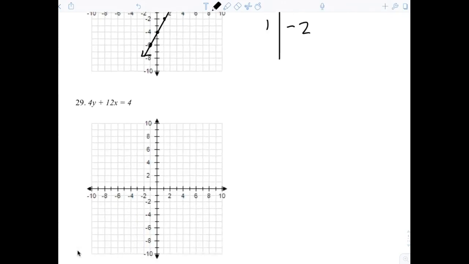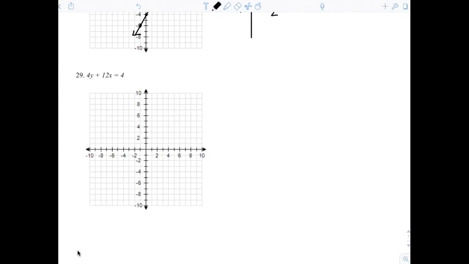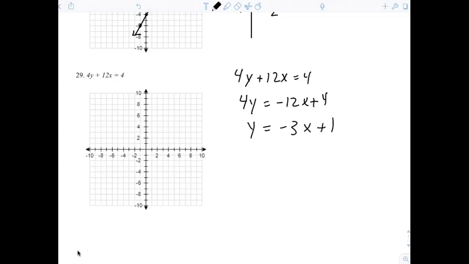Now the next one's kind of annoying because you have to put it in y equals form. Does everybody agree? So I have 4y plus 12x equals 4. 4y equals negative 12x plus 4. Y equals negative 3x plus 1. Does everybody see that? Moving the x, dividing by 4.